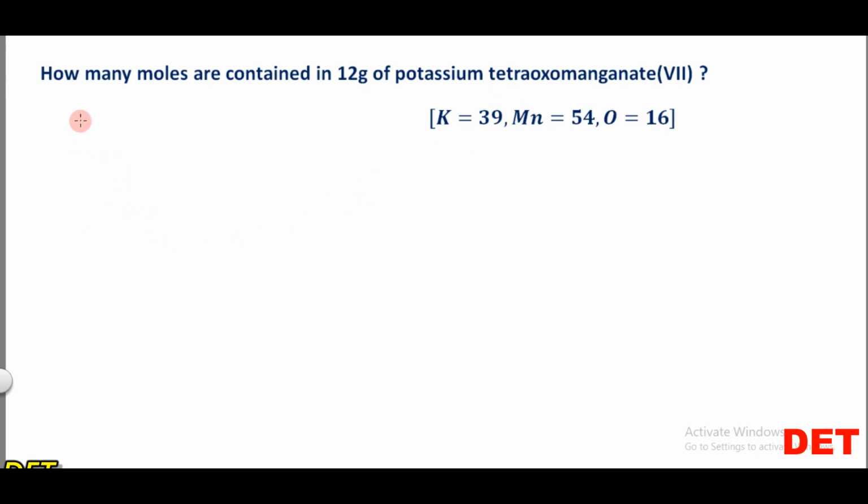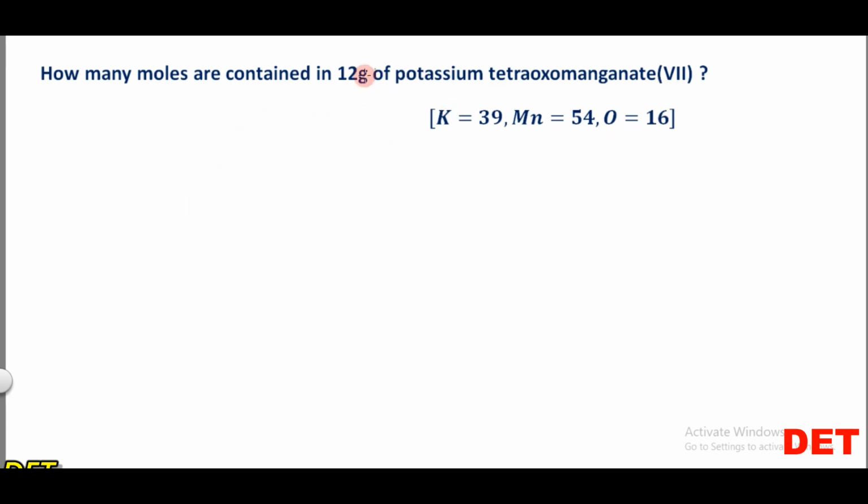All right, so here I have this question: how many moles are contained in 12 grams of potassium tetraoxomanganate 7? Given that the relative atomic mass of potassium is 39, the relative atomic mass of manganese is 54, and the relative atomic mass of oxygen is 16. So again, the question is, how many moles are contained in 12 grams of potassium tetraoxomanganate 7?